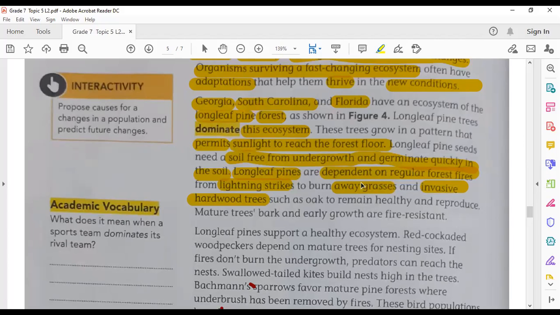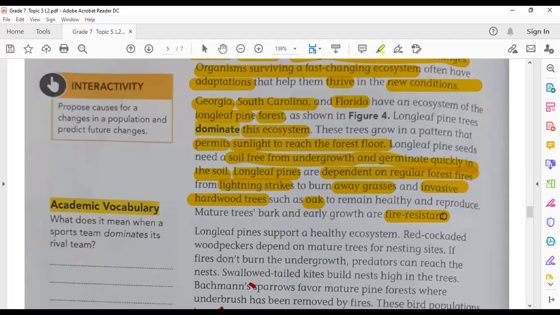These forests are good for the longleaf pine trees. Why? Because fires burn away grass and other trees like oak, and the pines remain healthy and reproduce. So the seeds of the longleaf pines can grow. Mature trees' bark and early growth are fire resistant. Also, look at the... Teacher, I'm sorry, my internet disconnected. Okay, not a problem. So, look at the adaptations of longleaf pines.